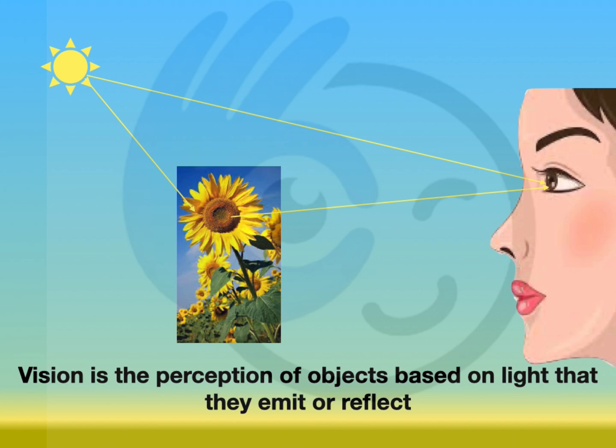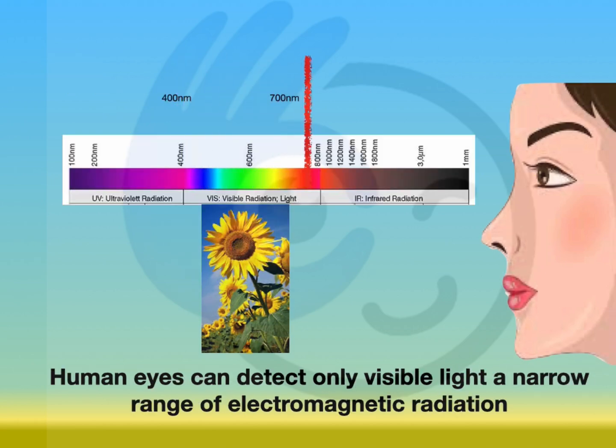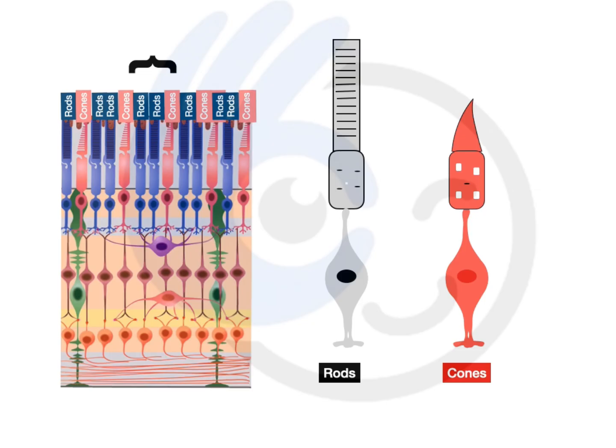The function of the retina is vision. Vision is nothing but perception of objects based on the light that they emit or reflect. Normally, humans are able to detect a narrow visible range of electromagnetic radiation, between 400 nanometers and 700 nanometers. The function of vision starts from the photoreceptors.